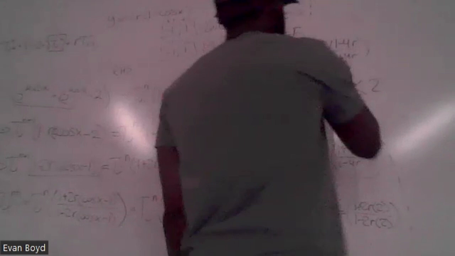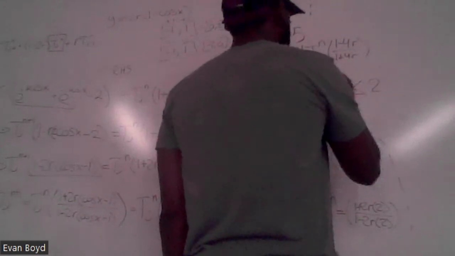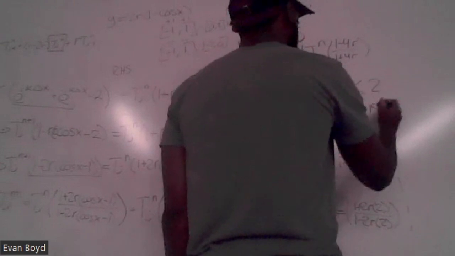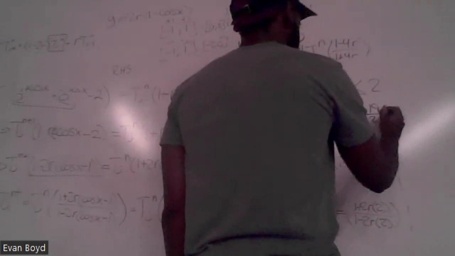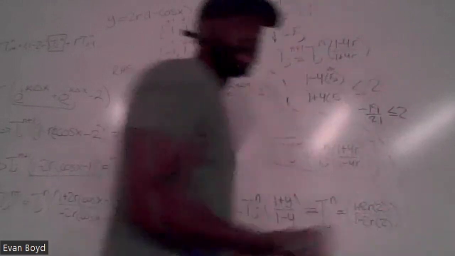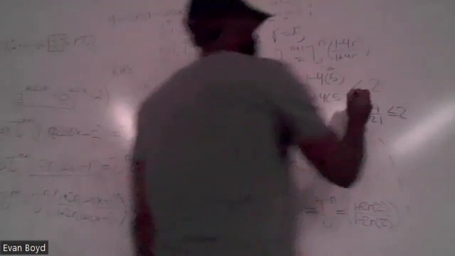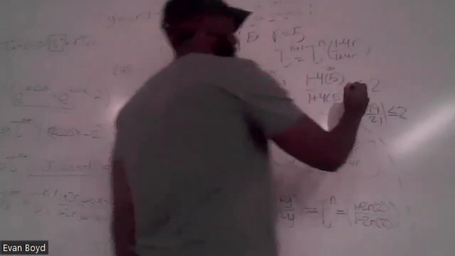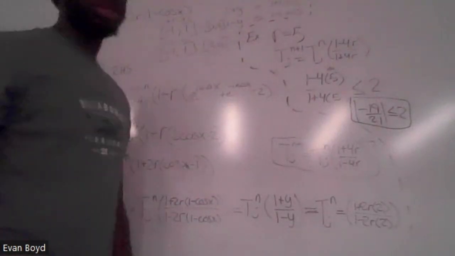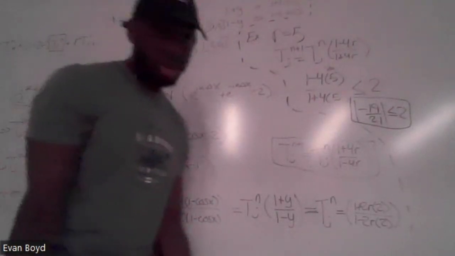Okay. So when you do the math here, you'll get that this is equal to negative 19 divided by 21. And this has to be absolute values. So this would be our expression here. So we get the absolute value of negative 19 divided by 21 would be less than or equal to 2. And that is correct. That is true.